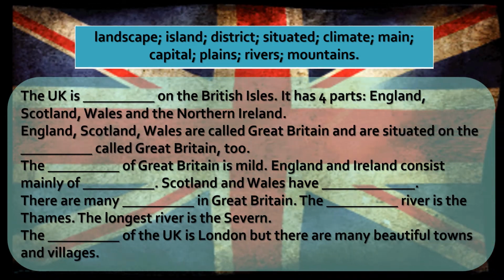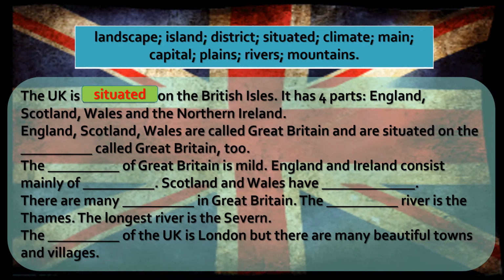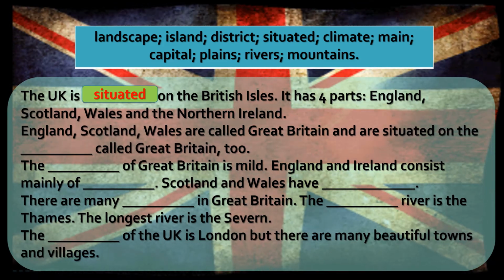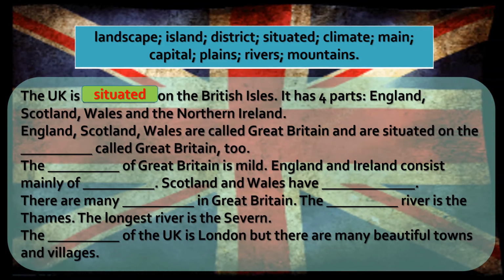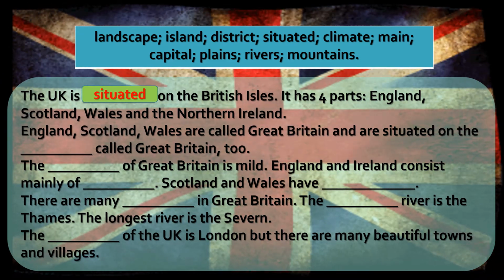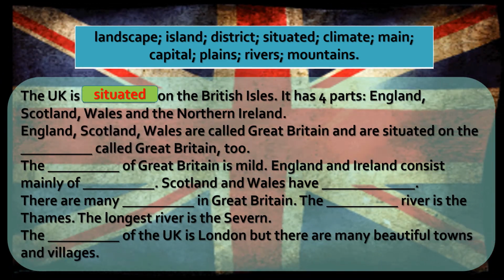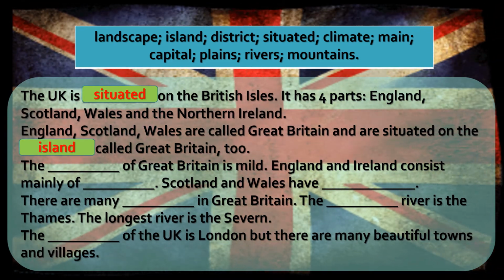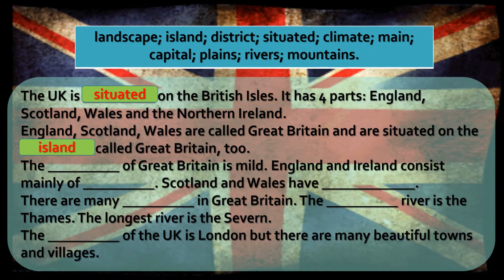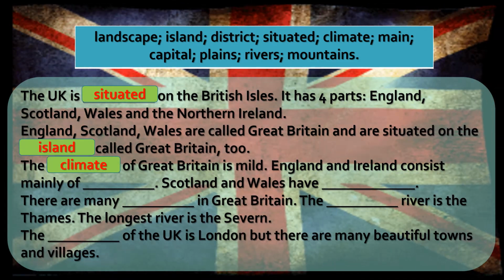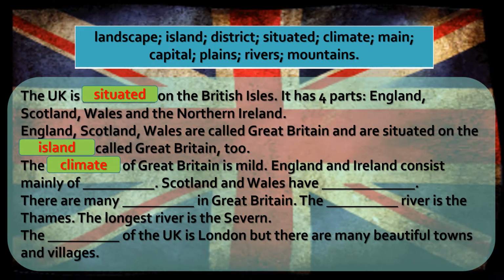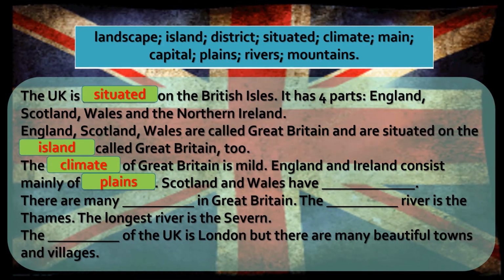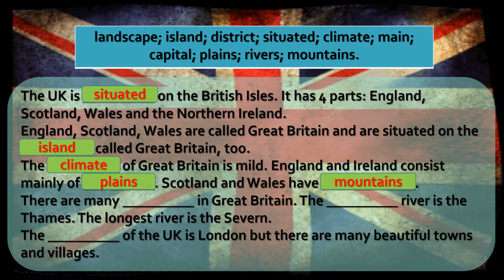The United Kingdom is situated on the British Isles. It has 4 parts: England, Scotland, Wales, and Northern Ireland. England, Scotland, and Wales are called Great Britain and are situated on the island called Great Britain too. The climate of Great Britain is mild. England and Ireland consist mainly of plains. Scotland and Wales have mountains.